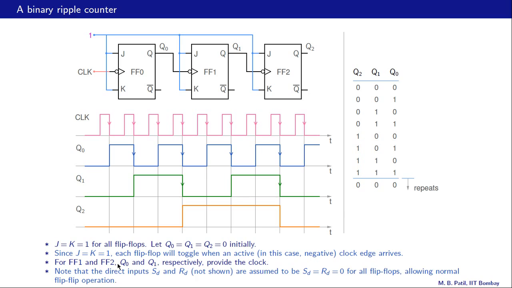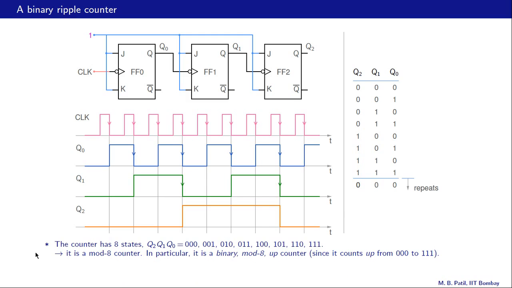One final remark before we leave this slide. Note that the direct inputs SD and RD, which are not shown in this picture, are assumed to be SD equal to RD equal to 0 for all flip-flops, and that allows normal flip-flop operation. So that is implicit in this entire description.